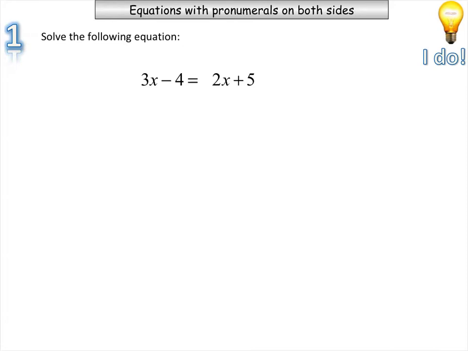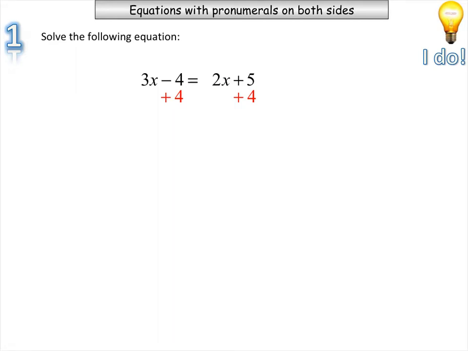Now, there's not a specific first step in these. However, what I suggest is looking at both pronumerals, the 3x and the 2x, and trying to make all the pronumerals to one side. So this is a positive 2x, and this is a positive 3x. So ultimately, we want to get these two x's and subtract them to the other side. So that could be a possible first step.